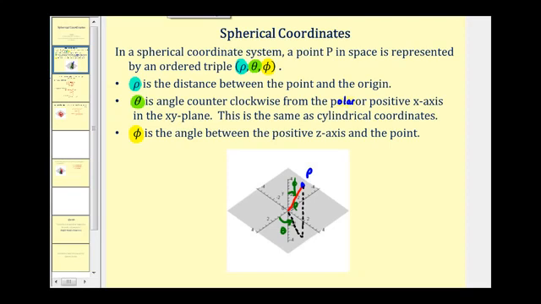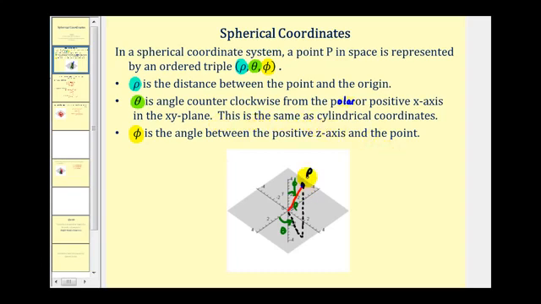In a spherical coordinate system, a point in space is represented by an ordered triple where the first coordinate is rho, and rho is the distance between the point and the origin. The second coordinate is theta. Theta is the angle counterclockwise from the polar or positive x-axis in the xy plane. This is the same as for cylindrical coordinates. And the last coordinate is phi, where phi is the angle between the positive z-axis and the point.